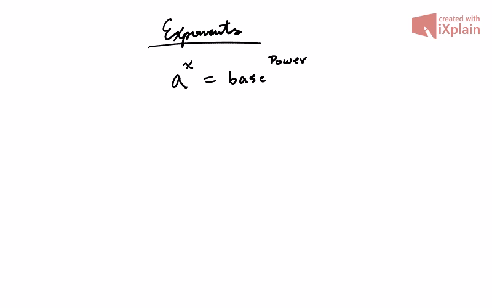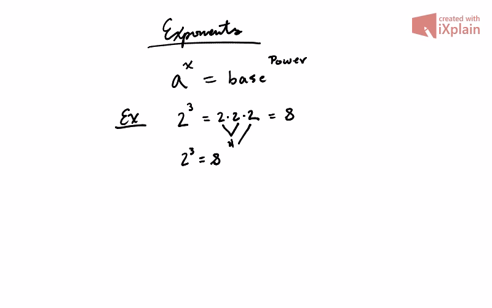So for example, if I have 2 cubed, this is really saying 2 times 2 times 2, which basically will revert down to 4 times 2 equals 8. So in other words, 2 cubed equals 8. Okay?